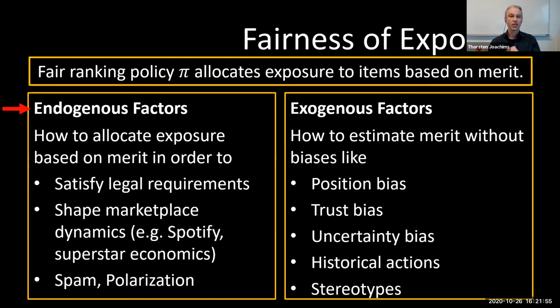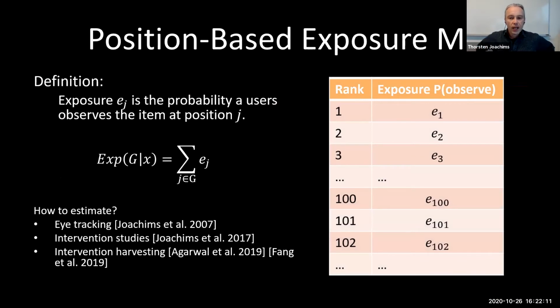That's the position bias. But before I do that, let's first talk about this case of exogenous factors. How do we design ranking policies if we've kind of solved the biased estimation problem? Okay, so we need to quantify this thing of exposure. I said that we have this resource called exposure that we need to allocate among the items, right? So we need to quantify that.